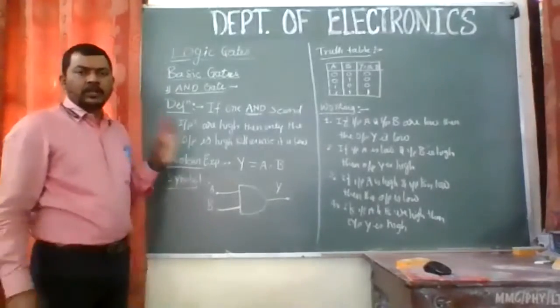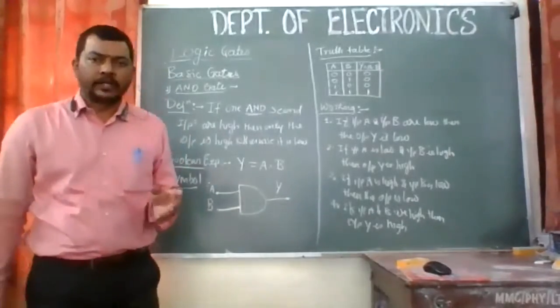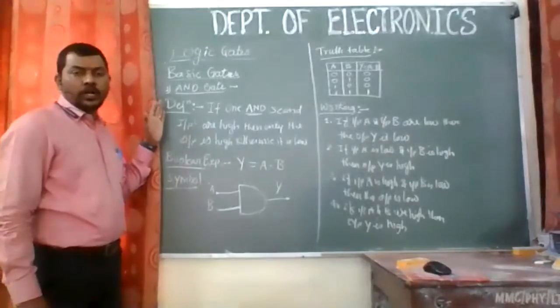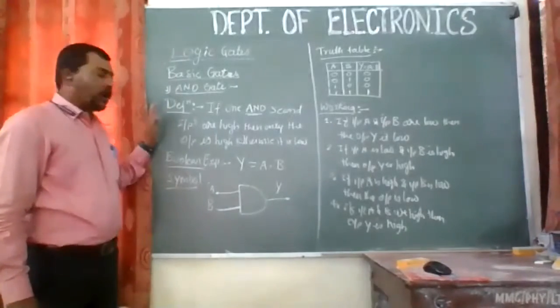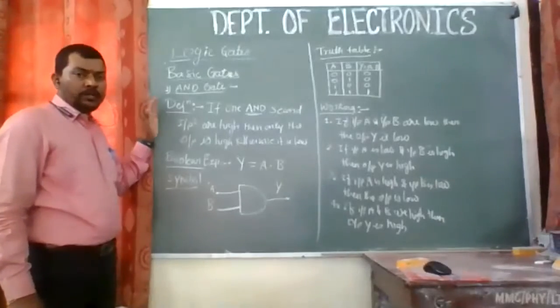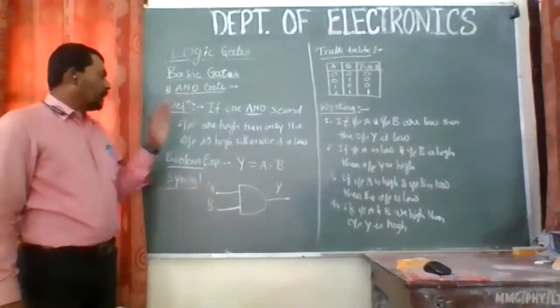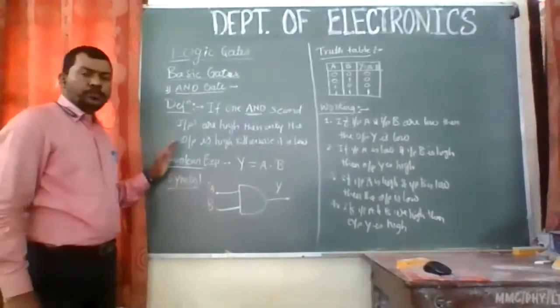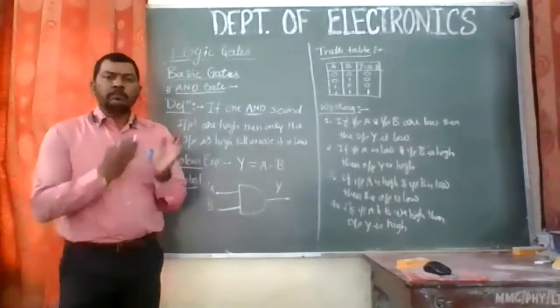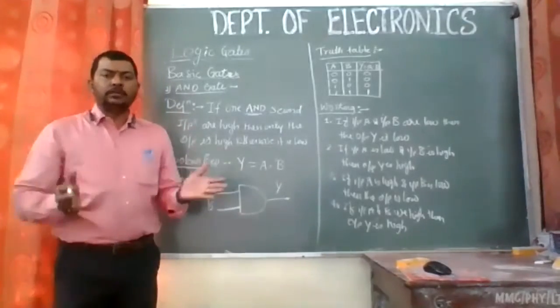So just remember, these are the 5 points in which we are expecting you to write. The first point of any of the gates which you are expected to explore is the definition. So you need to give the definition: if first and second inputs are high, then only the output is high. Otherwise, it is low.